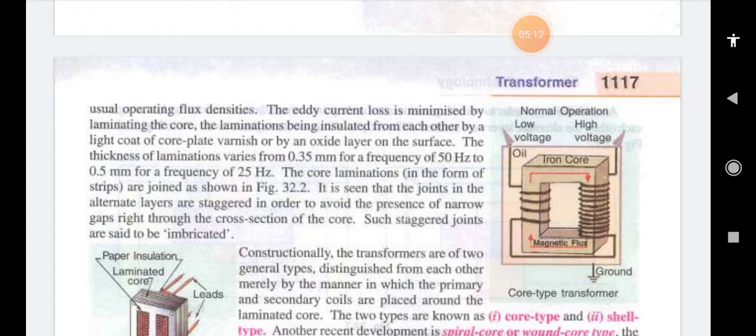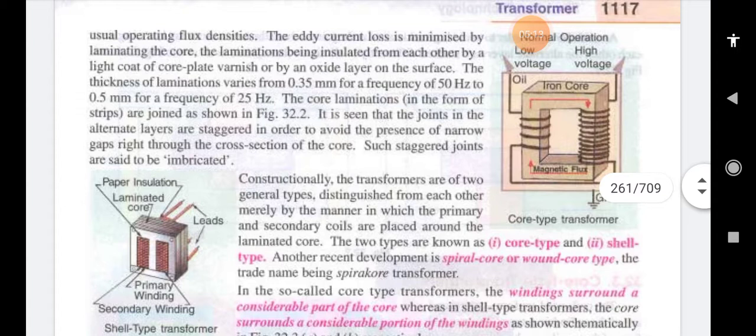The thickness of laminations varies from 0.35 mm for a frequency of 50 Hz to 0.5 mm for a frequency of 25 Hz. The core laminations in the form of strips are joined as shown in the figure. It is seen that the joints in the alternating layers are staggered in order to prevent the presence of narrow gaps right through the cross section of the core.